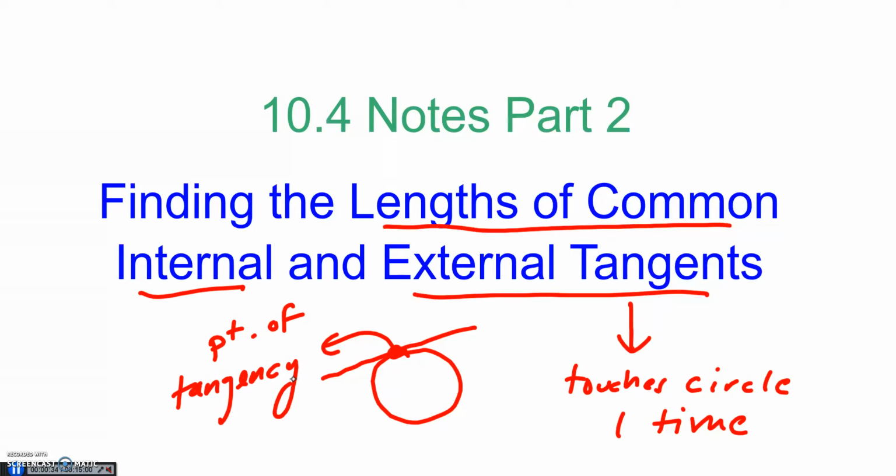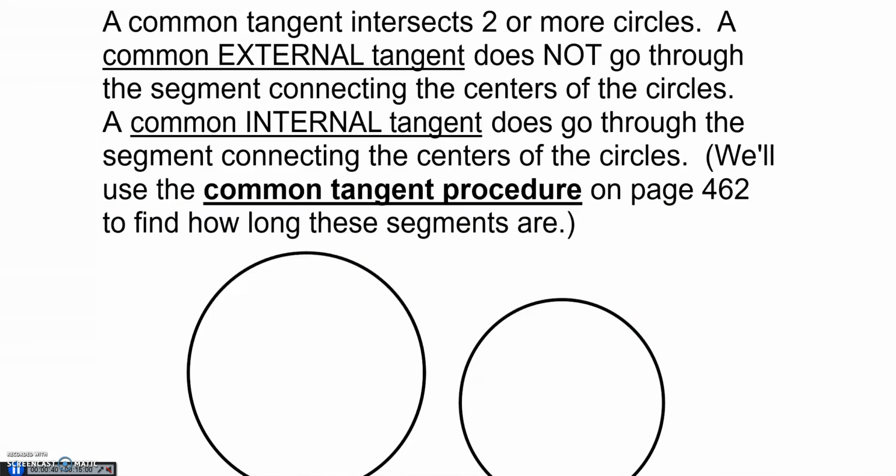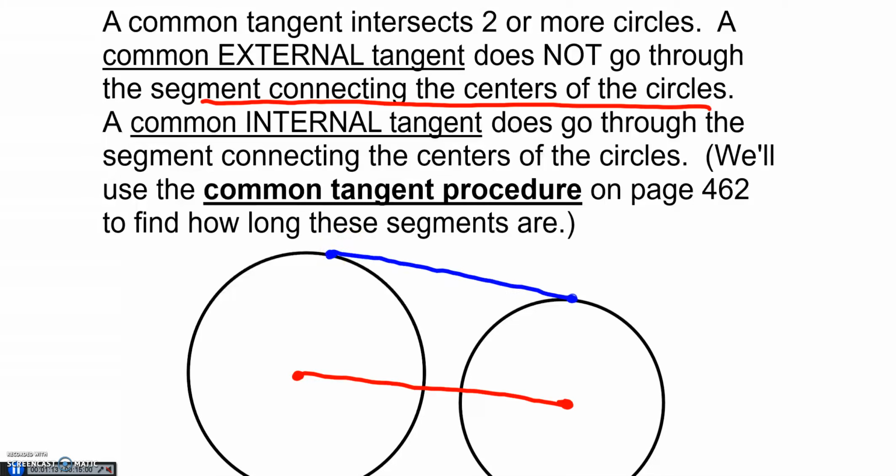So just a quick thing from 10.4 part 1. If we look at a specific picture here, a common internal tangent and common external tangent really differ just based on where the point of tangency is, meaning both of these are defined by looking at the segment connecting the centers of the circles first. So if I drew the centers and I drew a segment that connects those centers, a common external tangent does not go through that segment. So if I had a point of tangency here and a point of tangency here, this would be an example of a common external tangent.